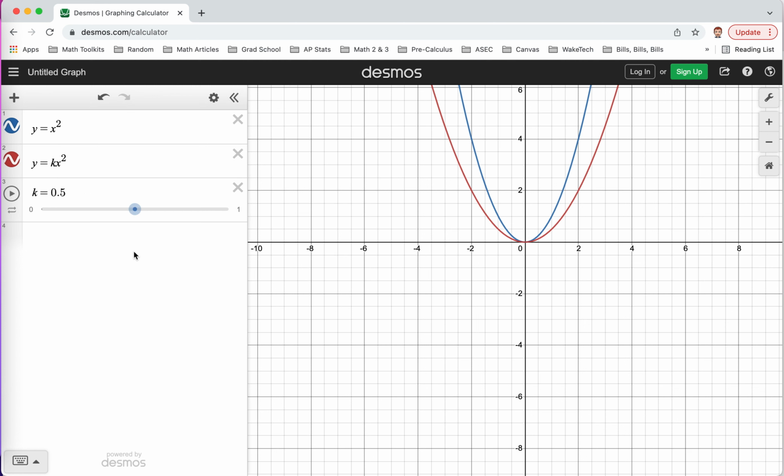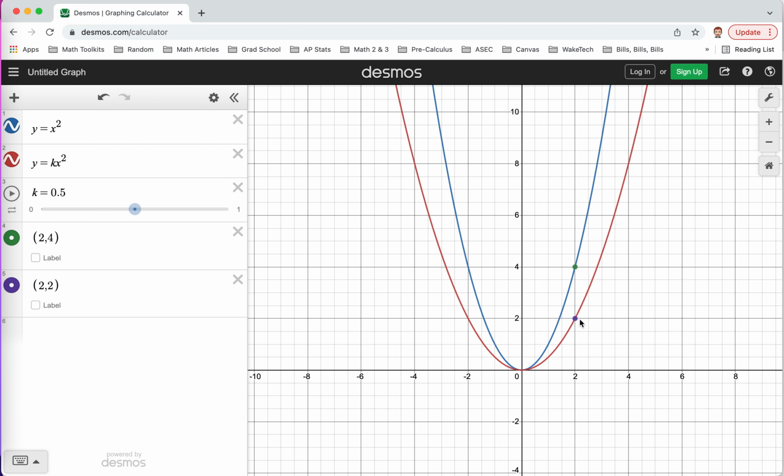So 0.5. Some of the points on a quadratic were (0, 0), (1, 1), (2, 4). So let's look at (2, 4). If I shrink this by 1/2, the y values are vertically shrunk. 4 times 1/2 is 2. So there's your coordinate. You see that vertical component shrink.